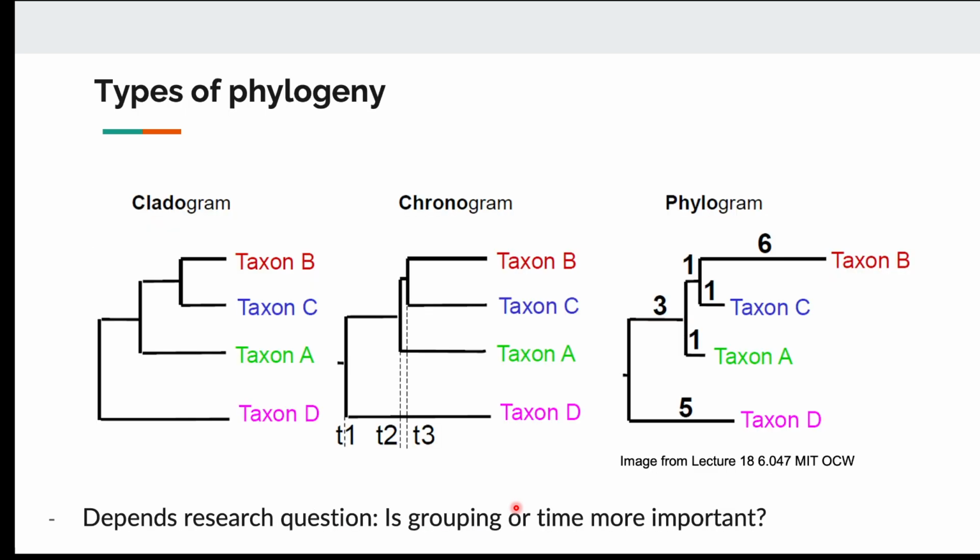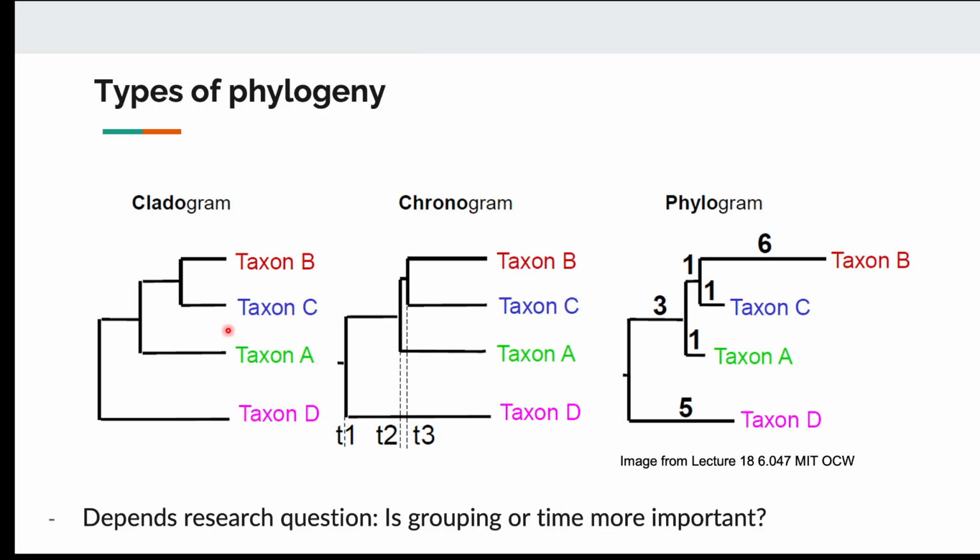There are several aspects of phylogeny that we can focus on. We might just want to focus on the grouping of the species. We just want to say that taxon B and C are similar and D is not, D is further away. In this case, we don't even care about the branch length. We just want to see the grouping. We focus on the clustering of the species.